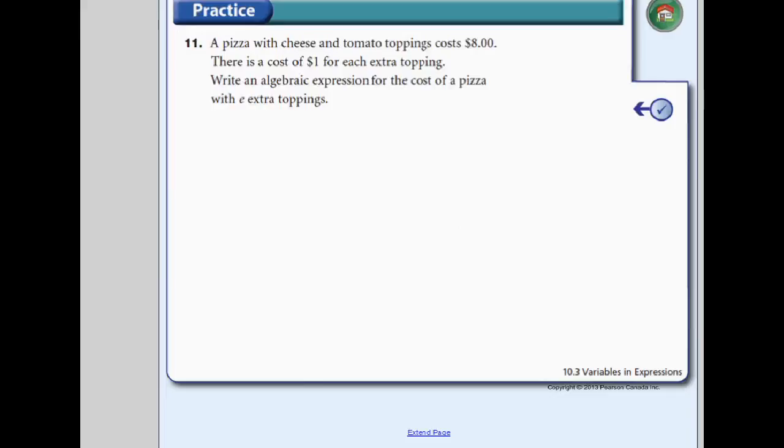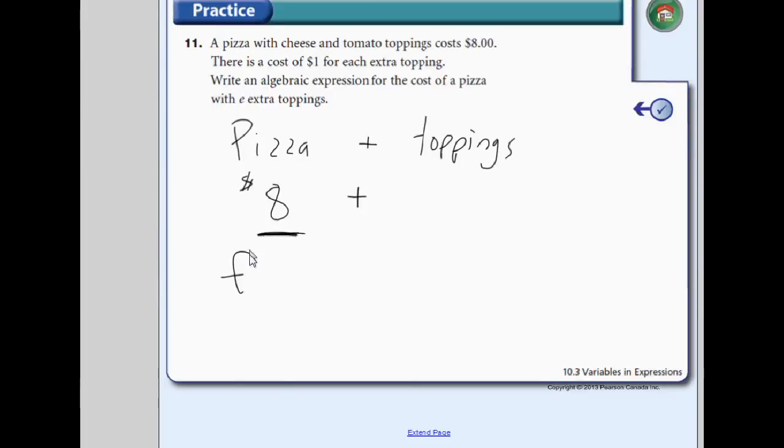A pizza with cheese and tomato toppings costs $8. So my pizza costs me $8. But there's a cost for my toppings. And my toppings are going to cost $1 each. So I'm going to be adding my pizza. That's what we call often your flat fee.